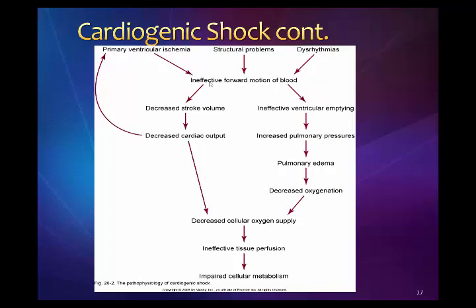You can see with cardiogenic shock, the cause may be a primary ventricular ischemia, so like a MI. It could be a structural problem such as aortic stenosis, or it can be a dysrhythmia. And any of those can lead to ineffective forward movement of blood. And when you have that, if it's related to ischemia, you're going to decrease your stroke volume. And you remember, stroke volume times heart rate equals cardiac output. So you're going to decrease that as well.